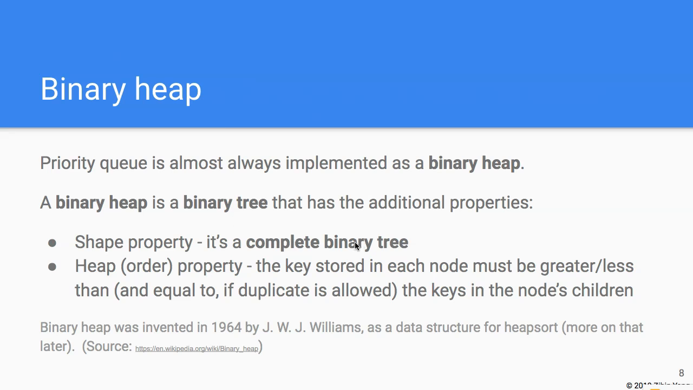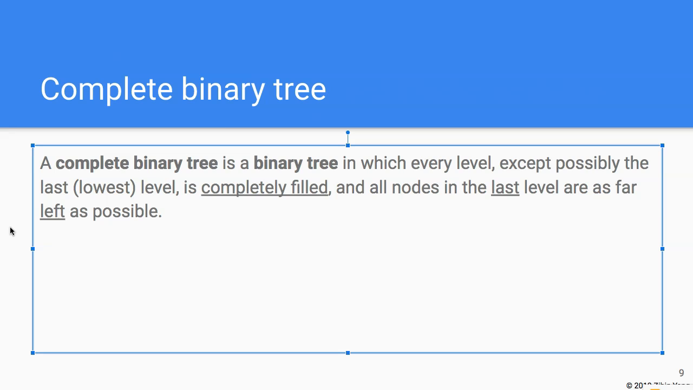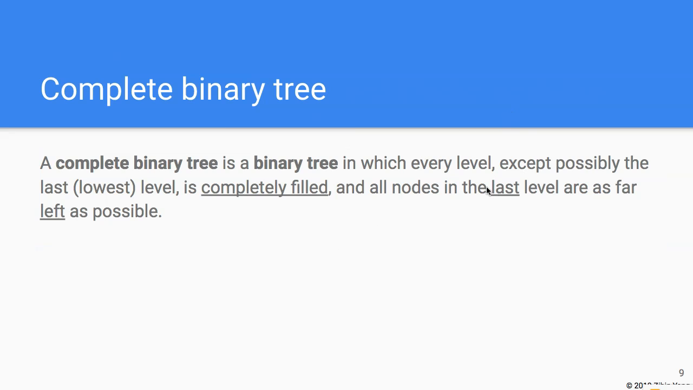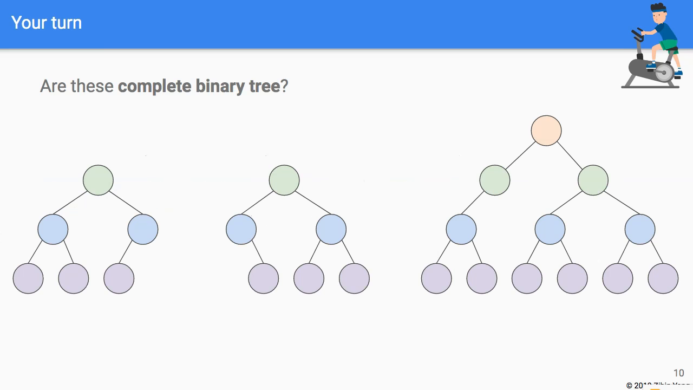Now, let me explain what a complete binary tree is. A complete binary tree is, obviously, a binary tree, and in this binary tree, every level, except possibly the last level, which is the lowest level, is completely filled. Meaning there's no missing node at that level. And then at the last level, all the nodes are as far left as possible. So remember this definition, and let's actually look at some examples.